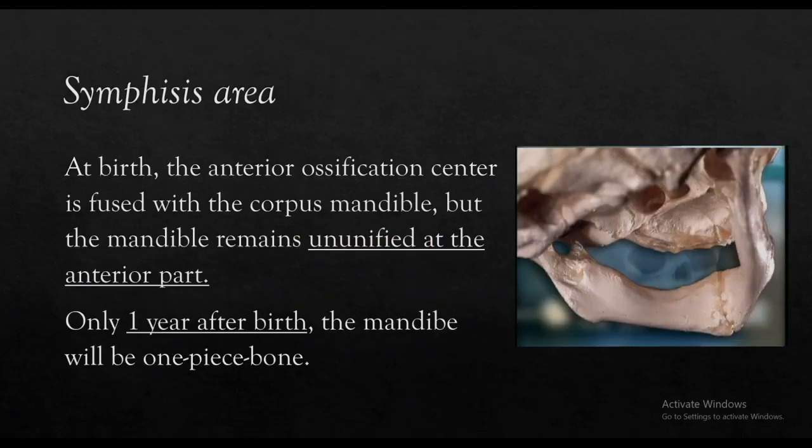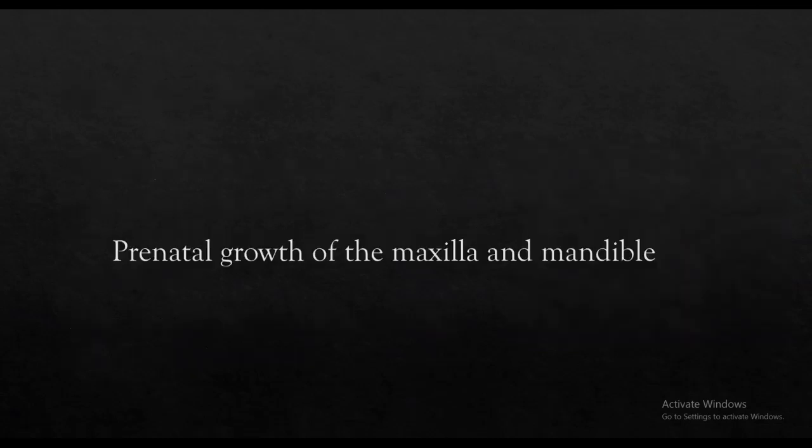At birth, the mandible remains ununified at the anterior part. Only 1 year after birth, the mandible will be one piece bone. In the 4th part of the webinar, we discussed about the prenatal growth of the maxilla and mandible.